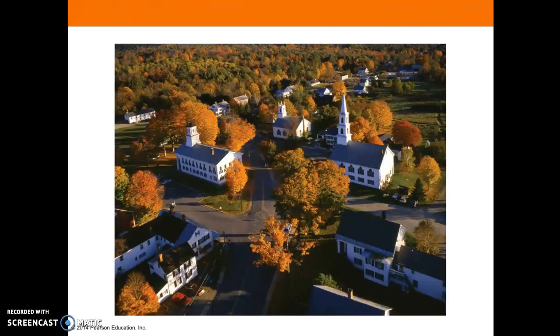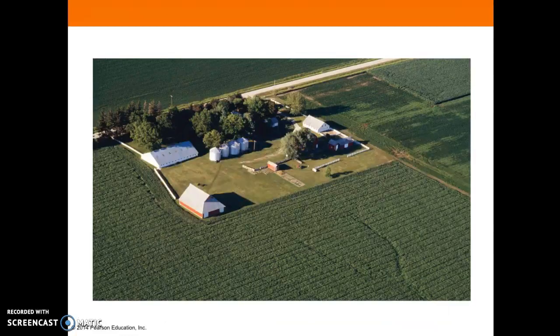A dispersed rural settlement, typical of North American rural settlement, is characterized by farmers living on individual farms isolated from their neighbors. So here's an example of a clustered rural settlement, and except for the main road going through it, we can see how some of our early settlements in New England would have followed this pattern. And then here is your dispersed.